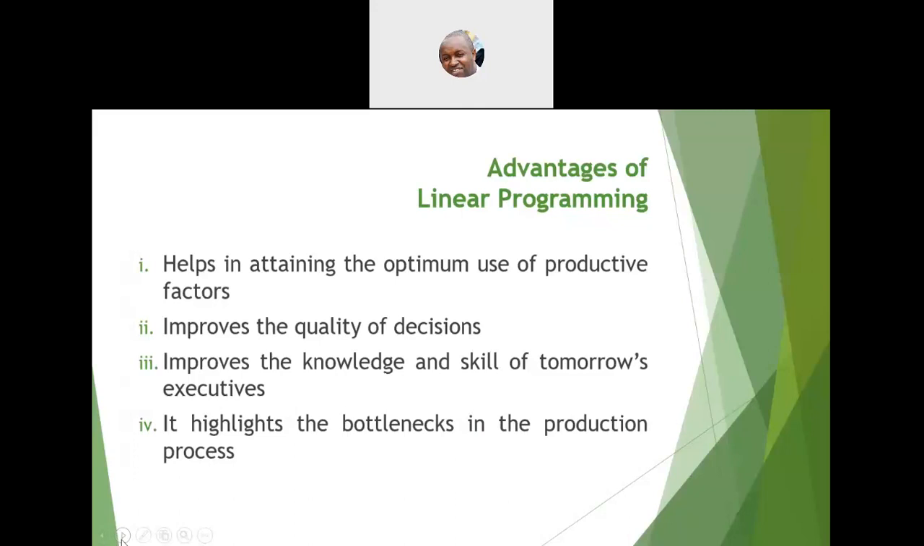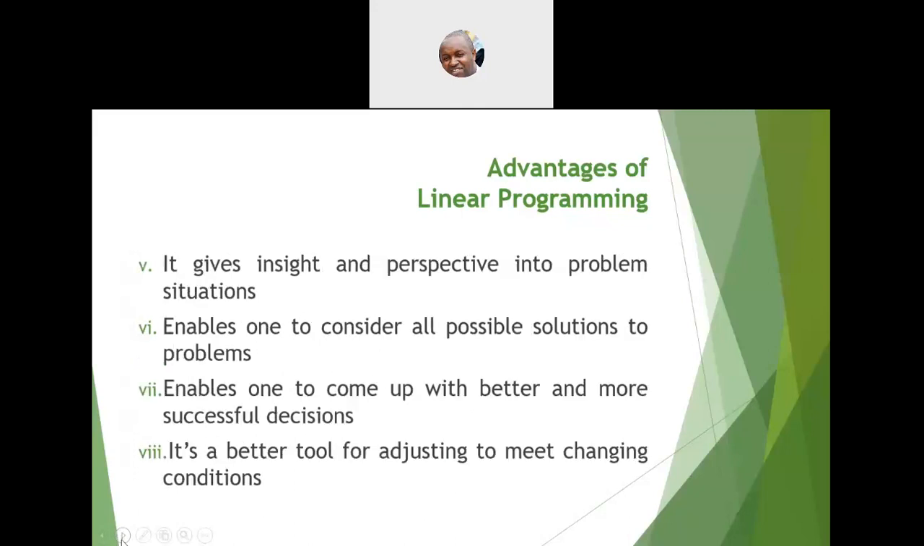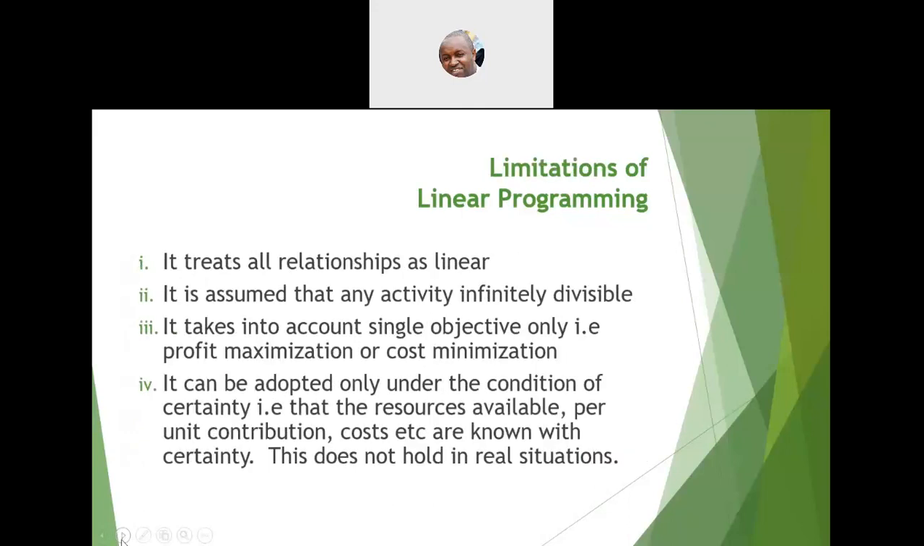It will highlight bottlenecks in the production process. Now, bottlenecks are those challenges, those things that slow us down. And when you use linear programming, we are able to identify them. We've got others. We are able to get insights and perspective of the problems that we are solving. Then next, we can consider all possible solutions to the problems. And finally, it is a better tool for adjusting to meet changing conditions.